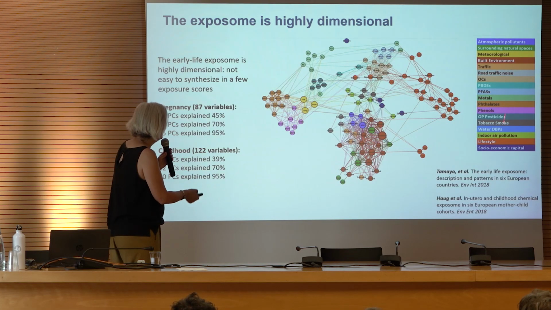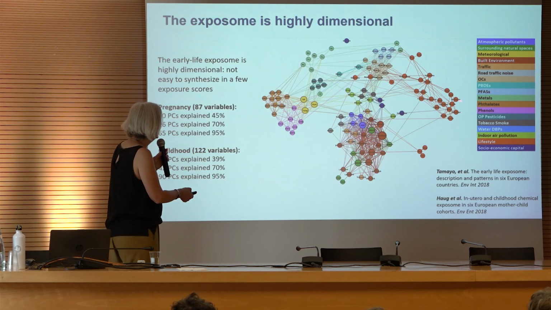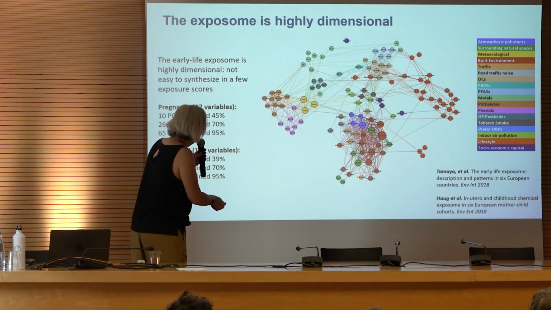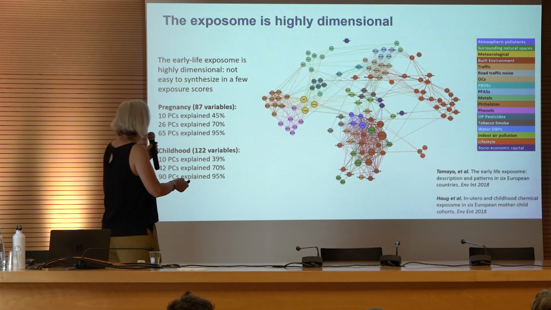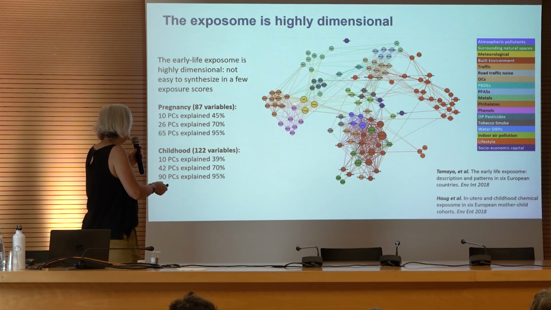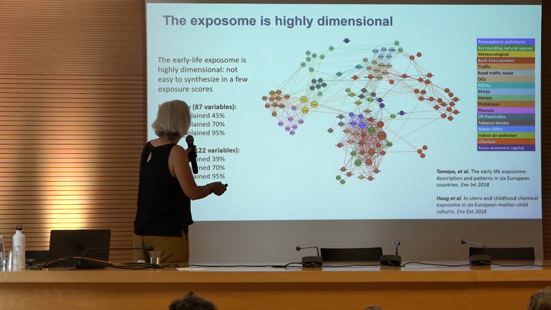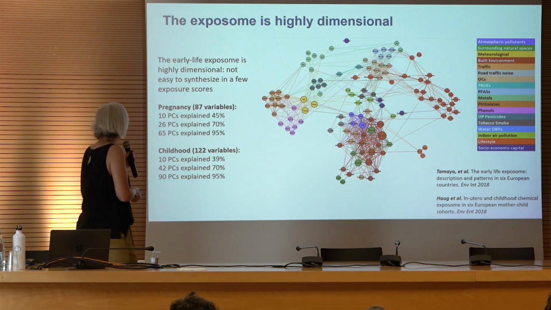These are the different families of exposures we had, and you can see the closer together these points are, the stronger the correlations. And this is, for example, the whole cluster of urban environment exposures. And you also see that even though most of the strongest correlations are within families of exposure, there are also a lot of correlations between different families.